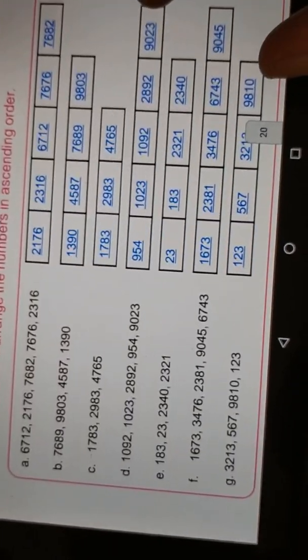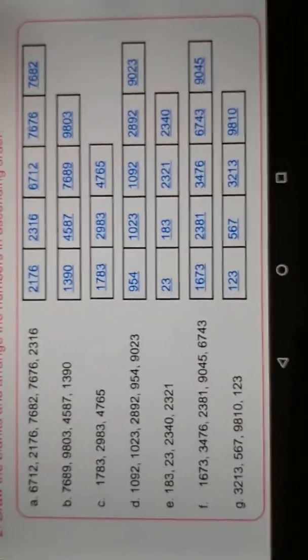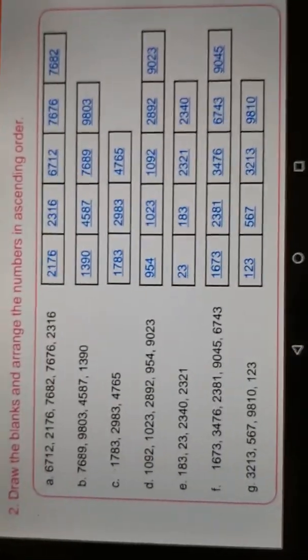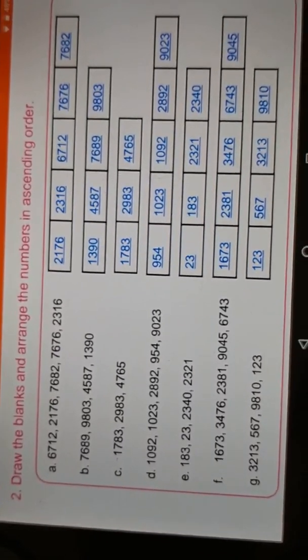Now students, I'll give you 1.5 minutes. You have to write this in your workbook. Page number 23, worksheet number 19. You have to complete your work.